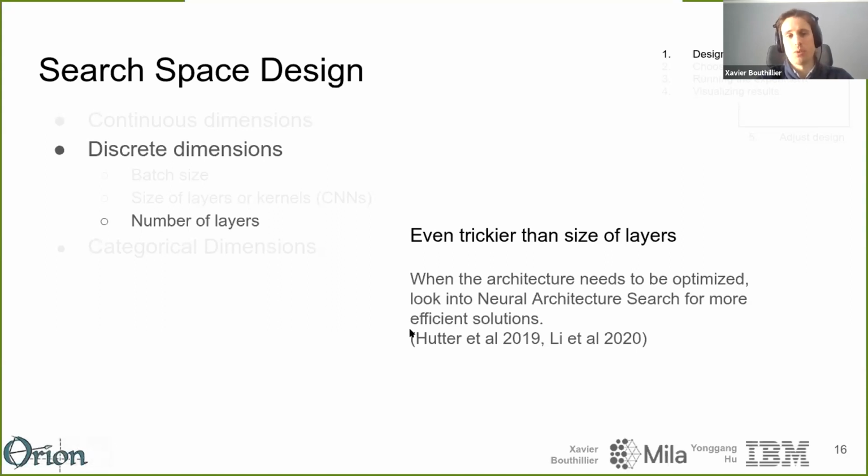So what I would recommend, if you have the number of layers and size of the layers that you want to optimize, is that you should look specifically into neural architecture search algorithms, not general hyperparameter optimization. And you can take a look at the book of Hutter et al. on AutoML, or the great paper of Liam Li, which discusses architecture search.